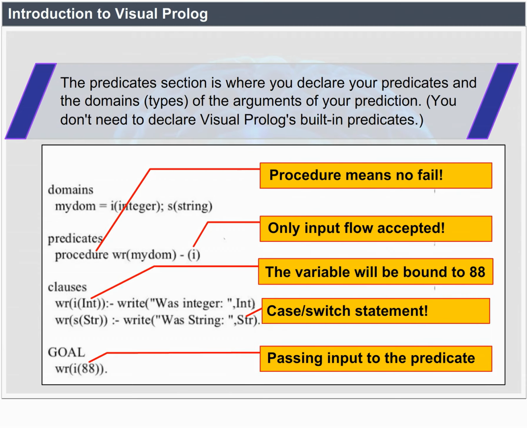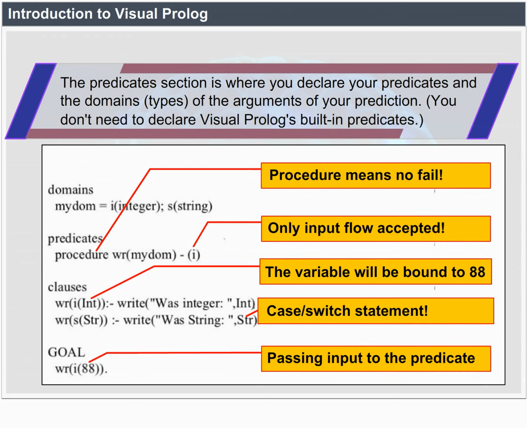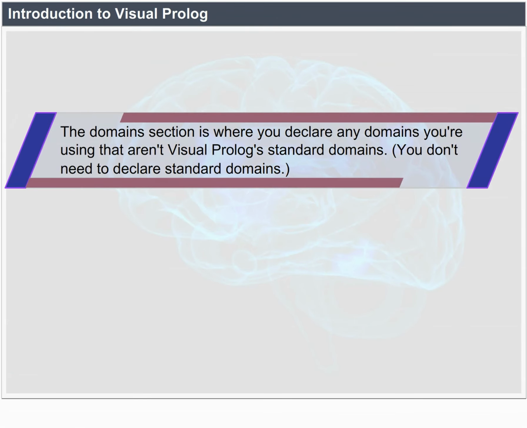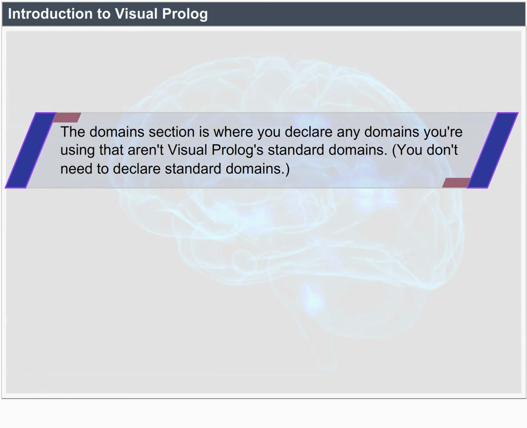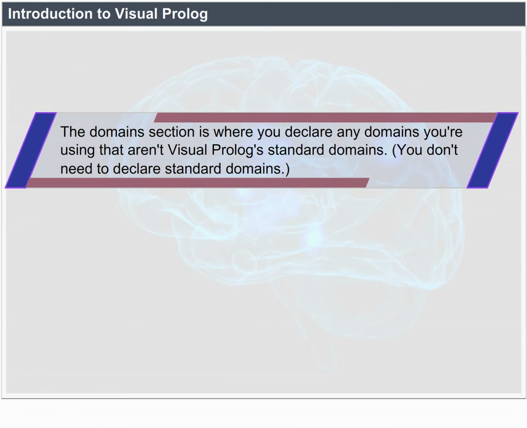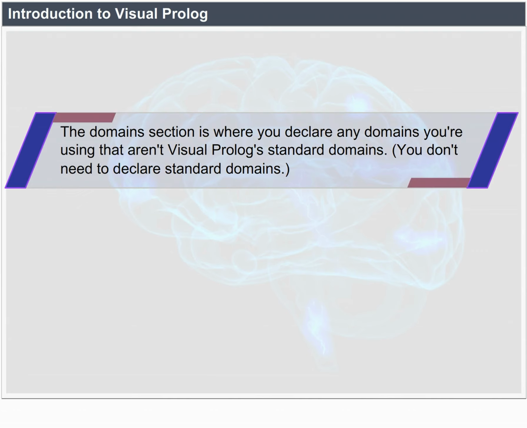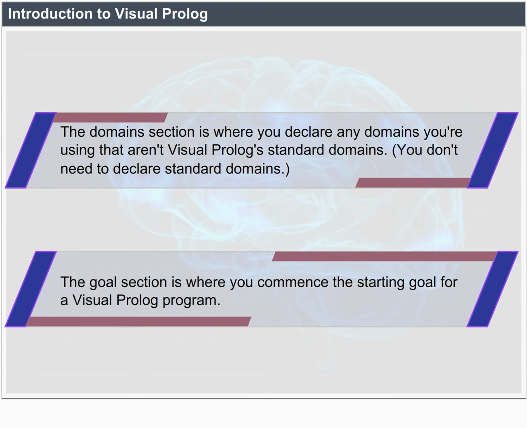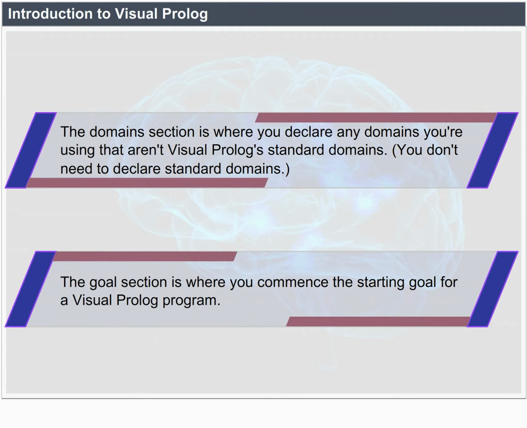The predicates section is where you declare your predicates and the domains, the types of the arguments of your predicates. You don't need to declare Visual Prolog's built-in predicates. The domains section is where you declare any domains you are using that aren't Visual Prolog standard domains. You don't need to declare standard domains. The goal section is where you state the starting goal for a Visual Prolog program.